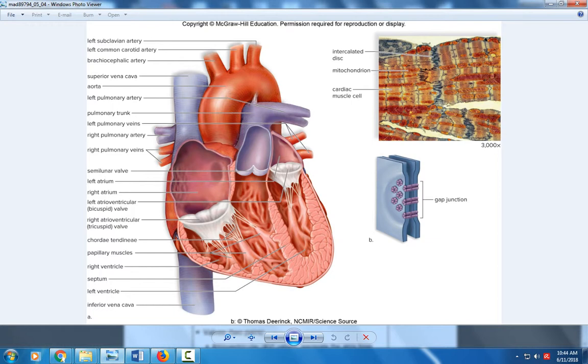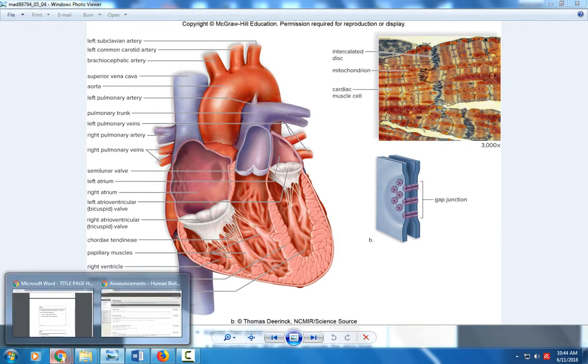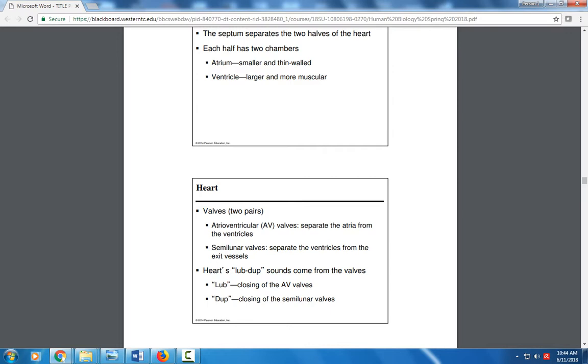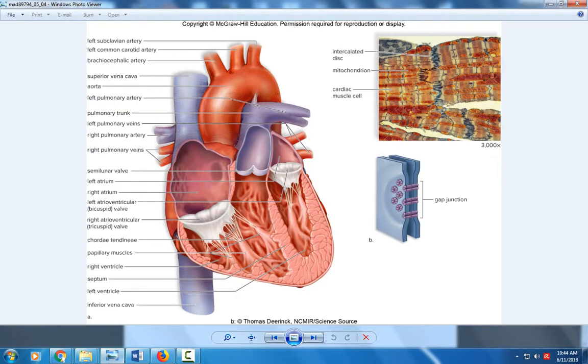So let's go back to our notes. So we talked about the valves. We have the AV valves separating the atria from the ventricles. So these are the AV valves, and they have these strings attached, so they're easy to distinguish from the pulmonary valve and the aortic valve, which isn't shown in this diagram, but it looks like this. It's at the base of the aorta right before it leaves the ventricle.